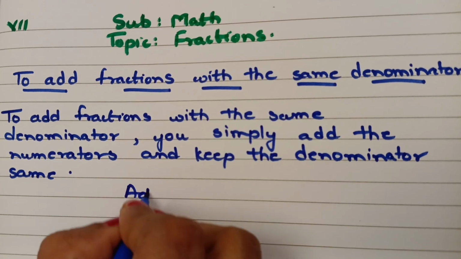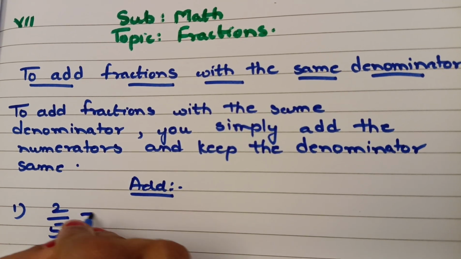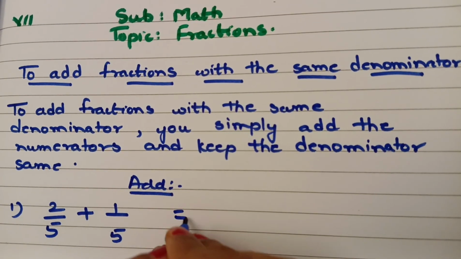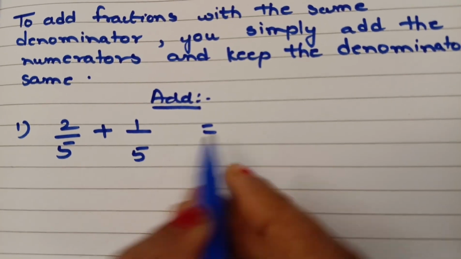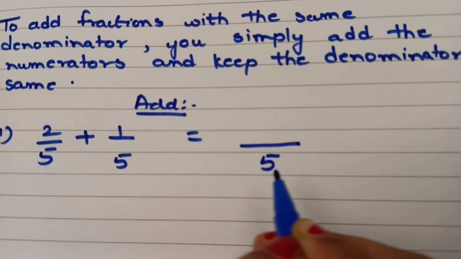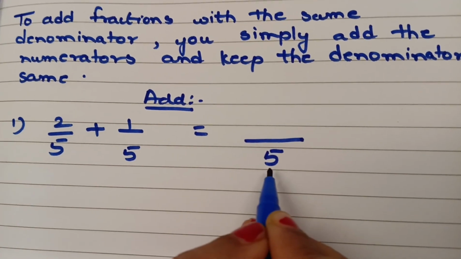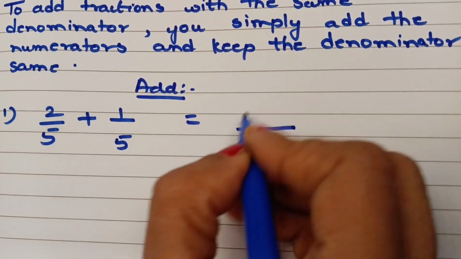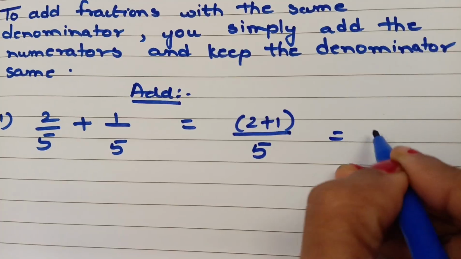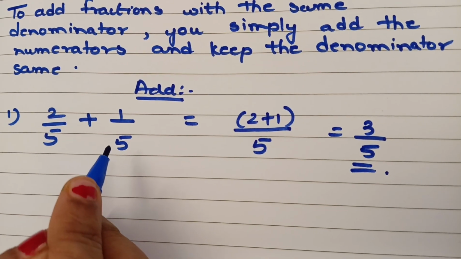The question says add. See the first question. 2 by 5 plus 1 by 5. See what I said, when the denominators are same, just write the denominator one time. Do not add 5 and 5. You have to just write one time and only add the numerators. 2 plus 1. So 3 by 5. Did you understand? Do not add the denominators.